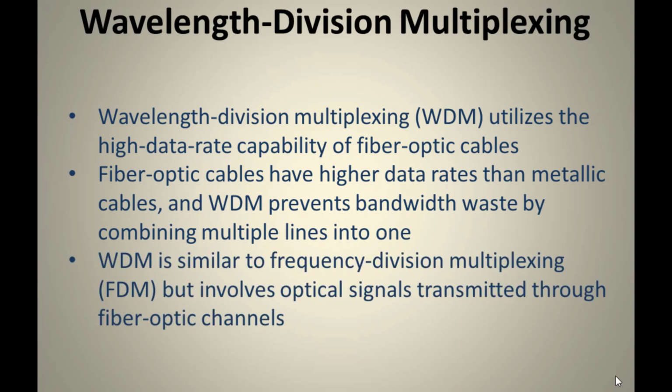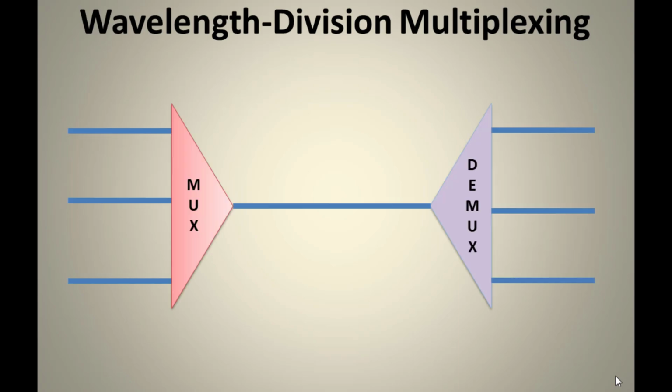So WDM, that is wavelength division multiplexing, is similar to frequency division multiplexing. The only difference is that WDM involves optical signals and not electrical signals. So here is how it works. On the left side we have senders, and on the right side we have the receivers.